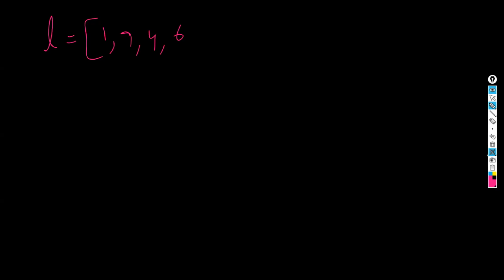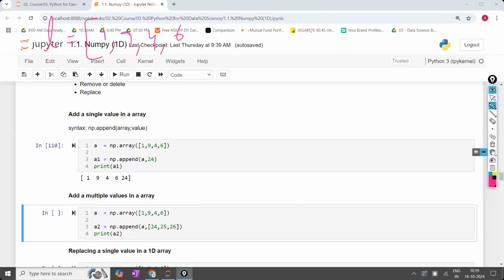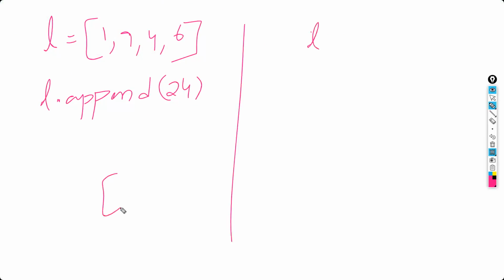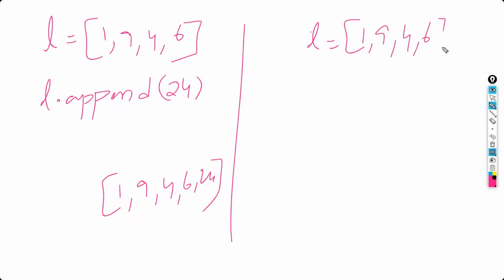That type of indexing is possible only in the NumPy. Okay. L is equal to, you are having like this. Now L dot append of 24. Now what happens? It is adding the 24 at the end. And the output you are going to get 1946, 24.